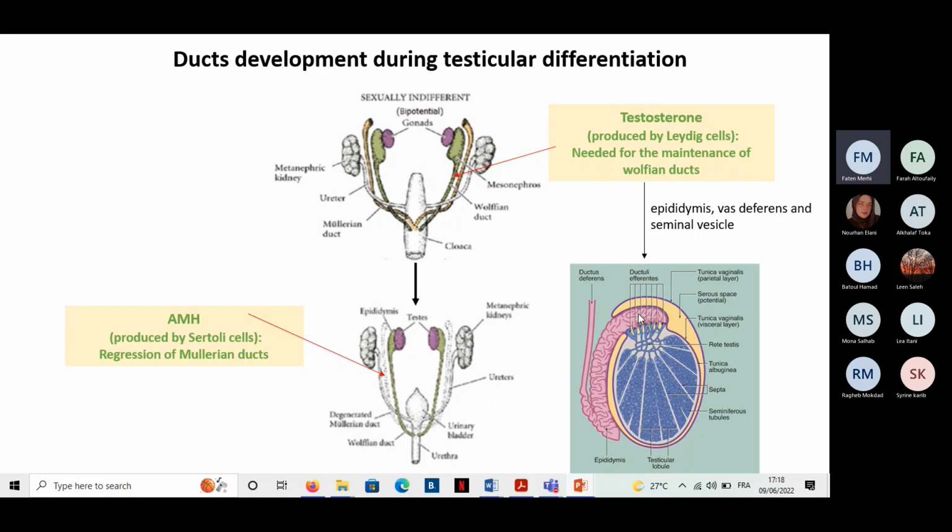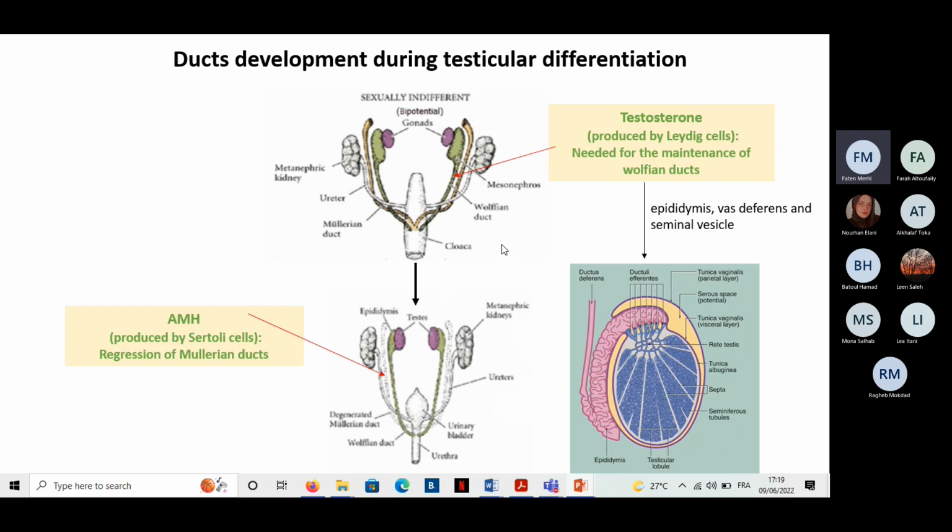differentiate to give the epididymis. The epididymis is this upper part above the testis. So it will give the epididymis and the vas deferens and the seminal vesicle. Okay, so those Wolffian ducts will differentiate under the action of testosterone to give the epididymis, the vas deferens, this tube, the vas deferens, and the seminal vesicle.